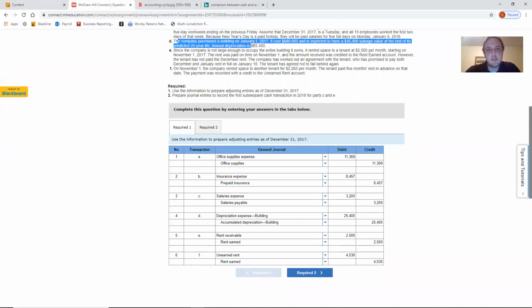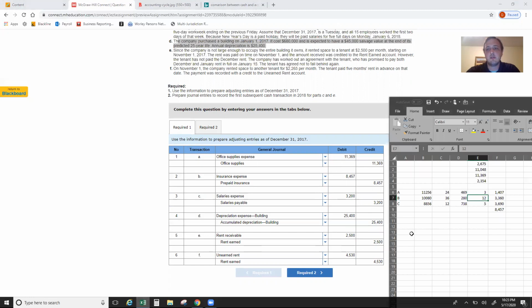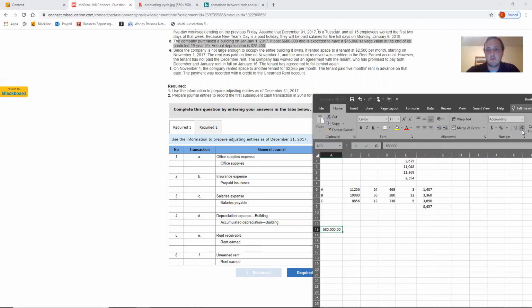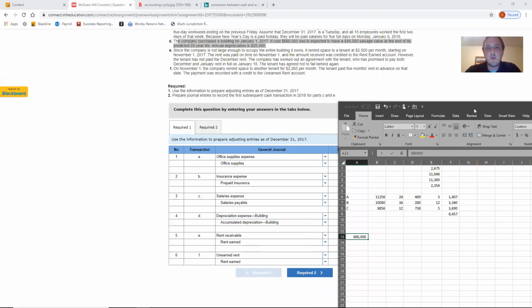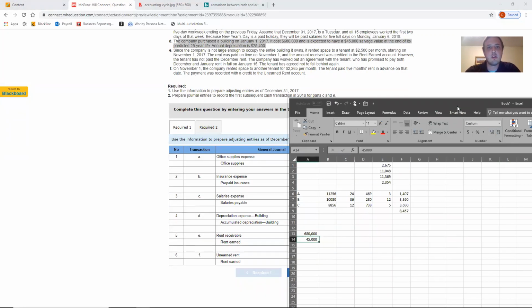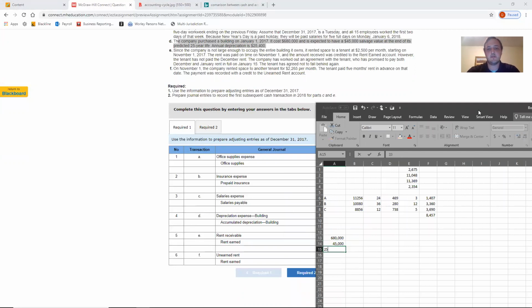Next one, company purchased a building, cost $680,000. All right, so this is on your depreciation. So we start with $680,000 in costs. We have a salvage value of $45,000. And a 25-year useful life. And it was purchased on January 1st, and it's now December, so we have a full year. So annual depreciation, they actually tell you that, it's $25,400.